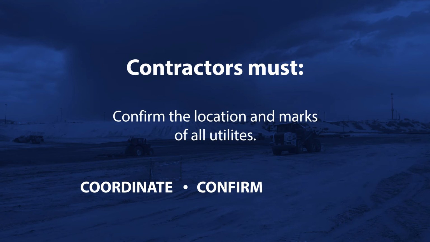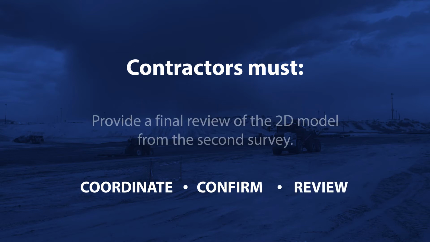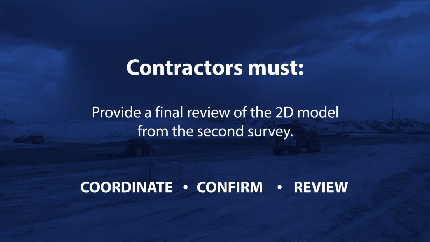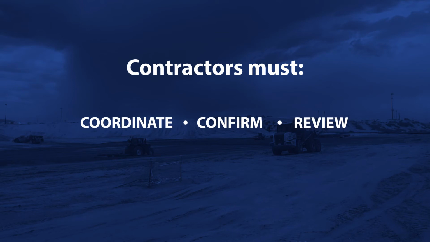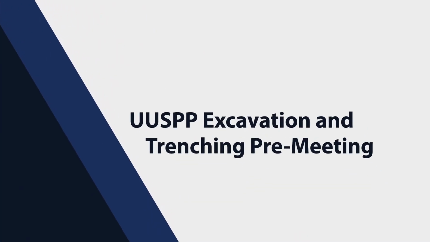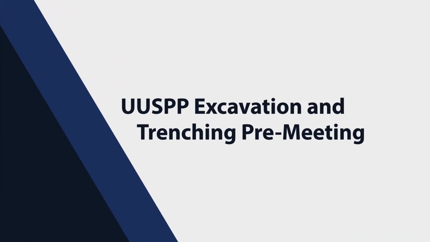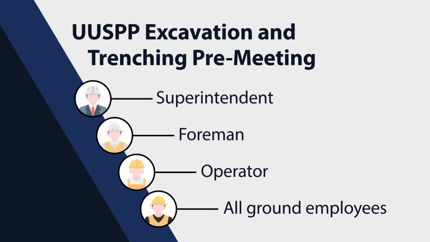You must also confirm the location and marks of all privately owned utilities, the location of newly installed utilities, and a final review of the 2D model from your second survey. Once all of the steps have been completed, a UUSPP excavation and trenching pre-meeting must take place. The meeting must include the superintendent, foreman, operator, and all ground employees on the task team.